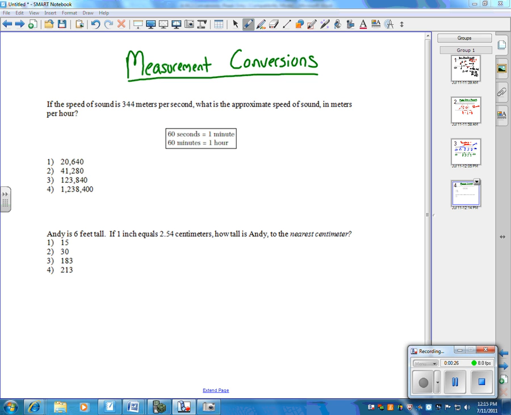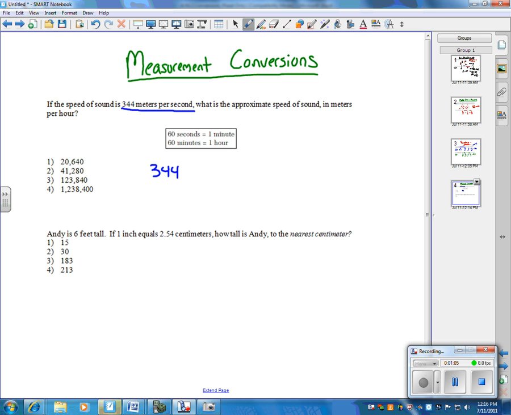So the first question says, if the speed of sound is 344 meters per second, what is the approximate speed of sound in meters per hour? Now we're going to go from second, which is a really short unit of time, to an hour, which is a large unit of time. So this is going to make our answer grow. Now, when you convert a lot of measurements, most of the time what you're going to use is multiplication and division. In this case, we're going to a larger measurement. So if we're going to a larger measurement, we're going to need to multiply it.